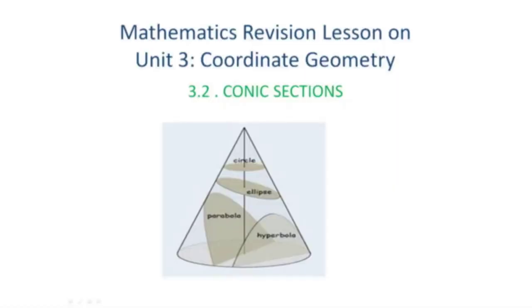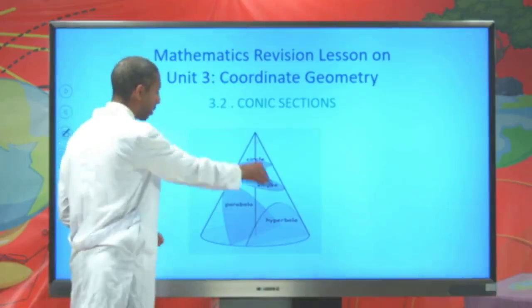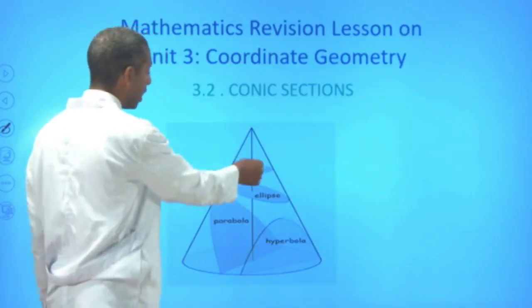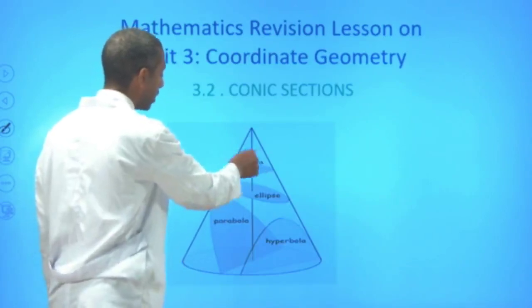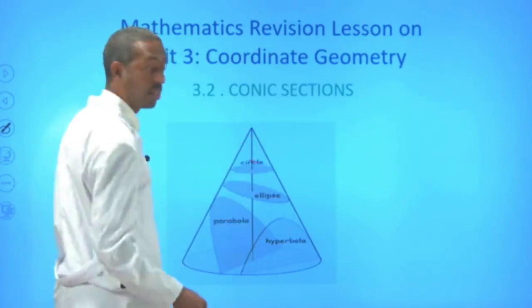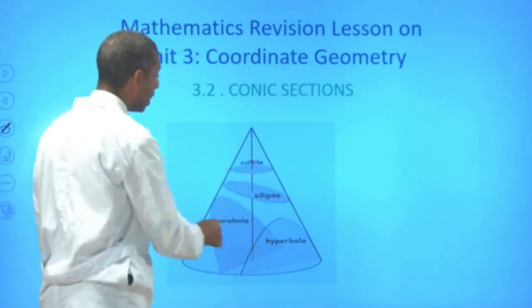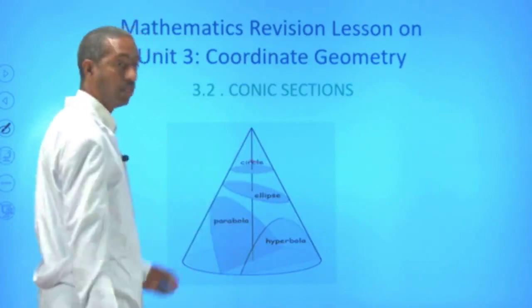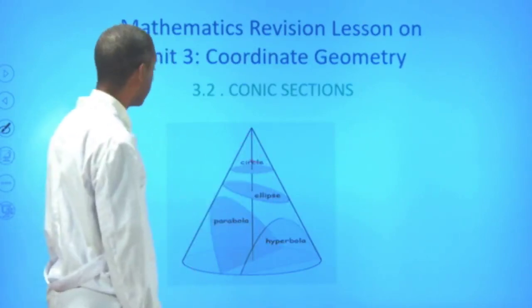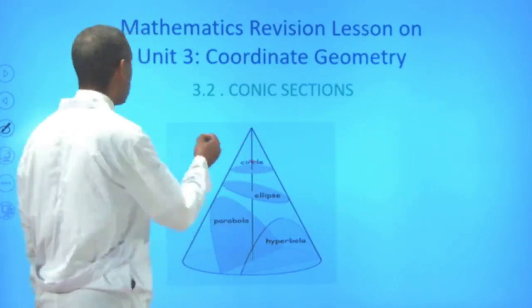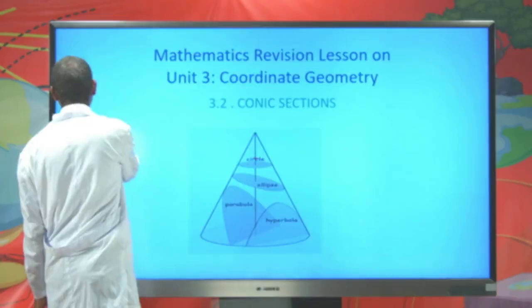So, if you see this conic section, these are parts of a cone. When a plane intersects, it may form a circle. This is called a circle, or it may form an ellipse, or it may form a parabola. So we're going to see each of them in our revision. But in today's lesson, as I mentioned before, we're going to focus more on circles.